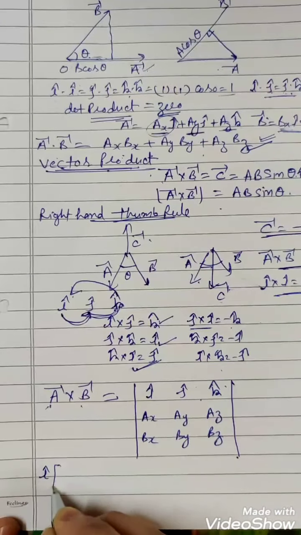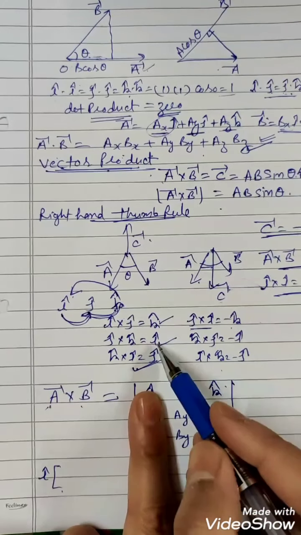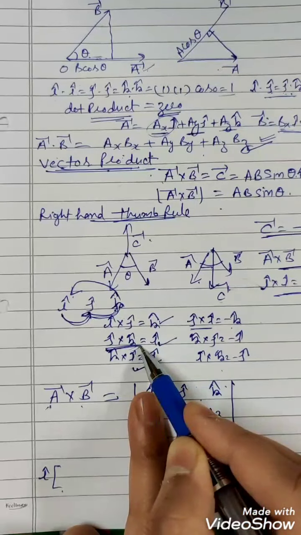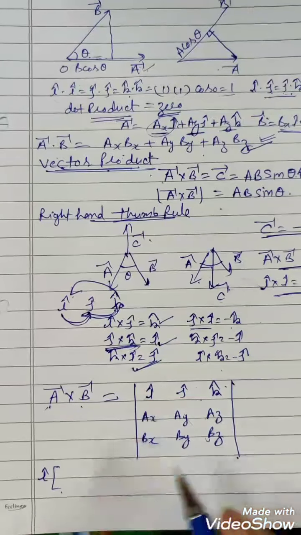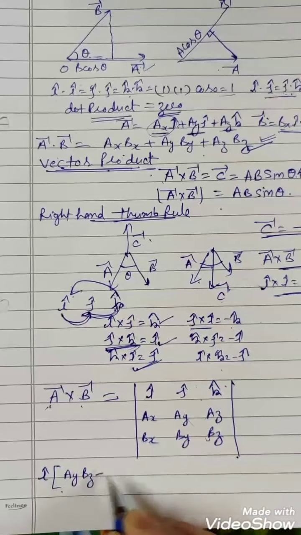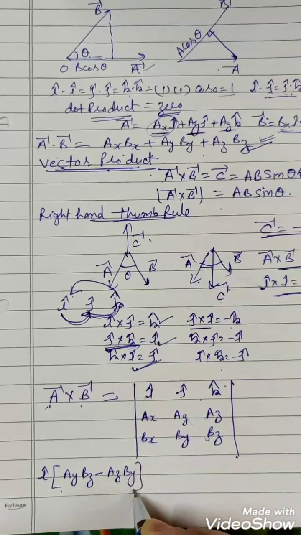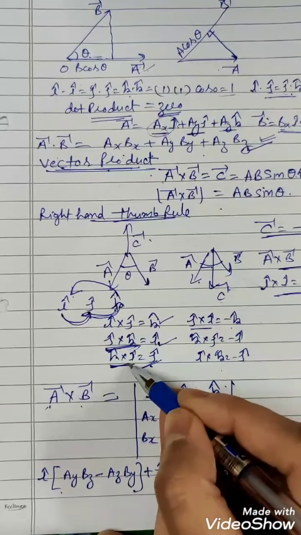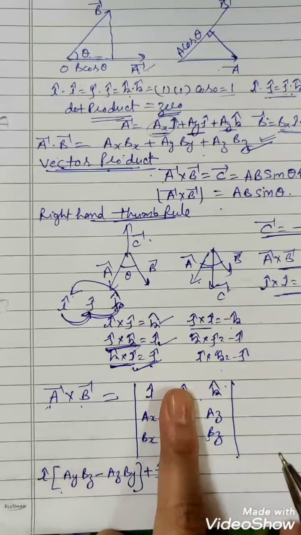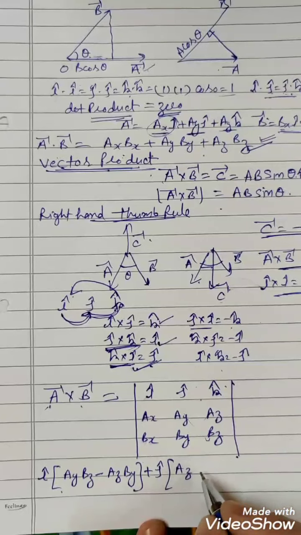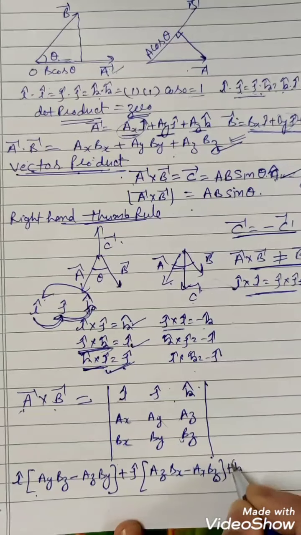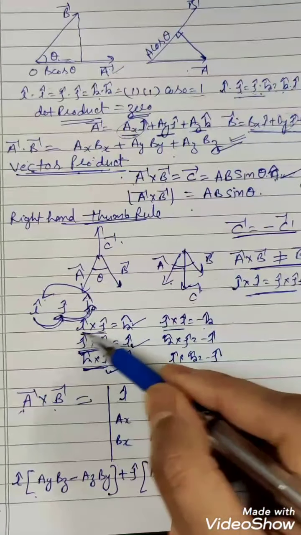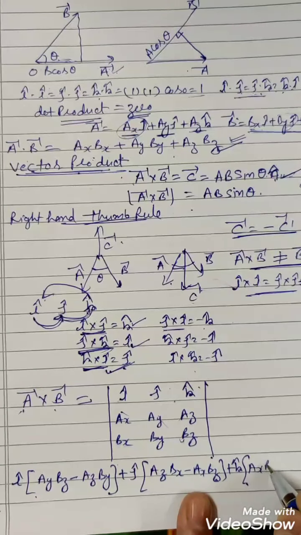Now how do I write? First I say i cap. What is the i cap? That is j cross k, which means ay bz minus az by. Then j cap. Now what is the j cap? k cross i. The first a is multiplied: az bx minus ax bz. Now the k cap. k cap is i cross j. So this is ax by minus ay bx.